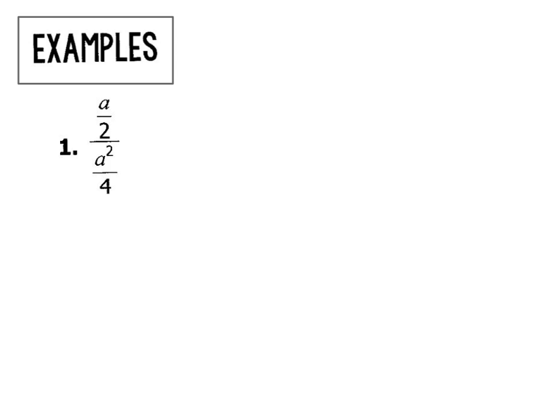Alright, so number one. First thing we want to do is make sure we have single fractions in the numerator and the denominator. So we look at our numerator, single fraction. Look at our denominator, single fraction. So now we can move on to step number two. Now we want to set it up as a division problem. So we want to rewrite this as a division problem. So what this is, it's a over 2 divided by a squared minus 4. Now this looks a lot easier to solve.